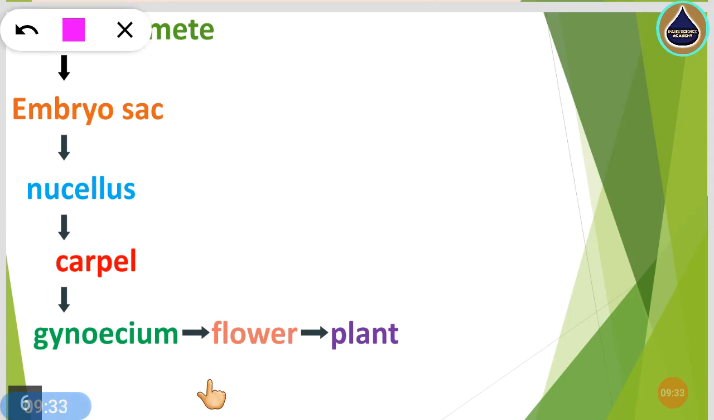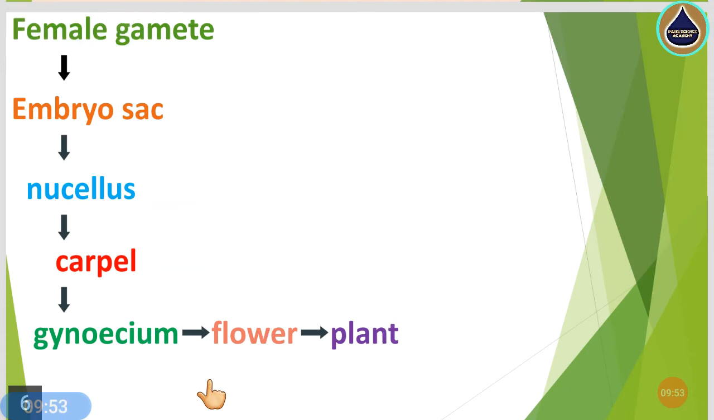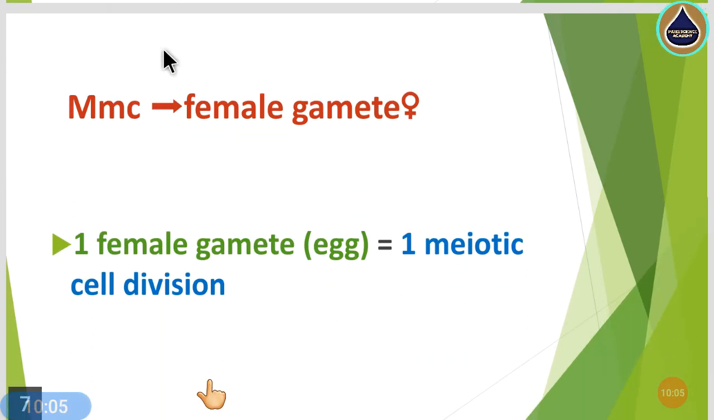So likewise, the female gamete, meaning the egg, is found in the embryo sac, which is found in the nucellus, which is part of the carpel, and it is the single unit of the gynoecium, which is the female part of the flower, and the flower is part of the plant. So likewise, the other requirement besides the male gamete is the female gamete, and I have tried to explain this female gamete in this lecture.